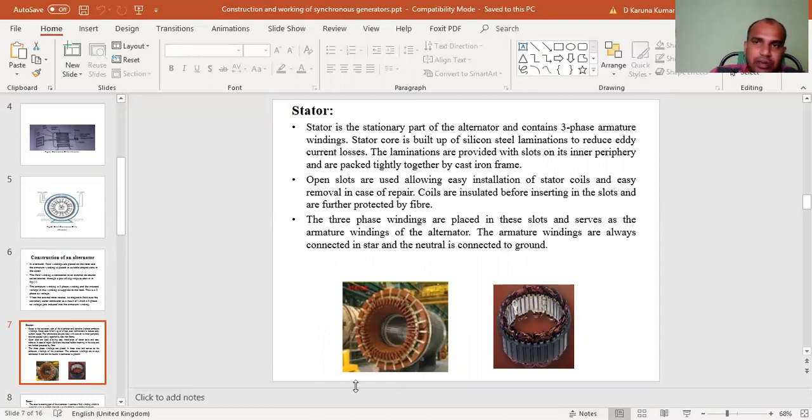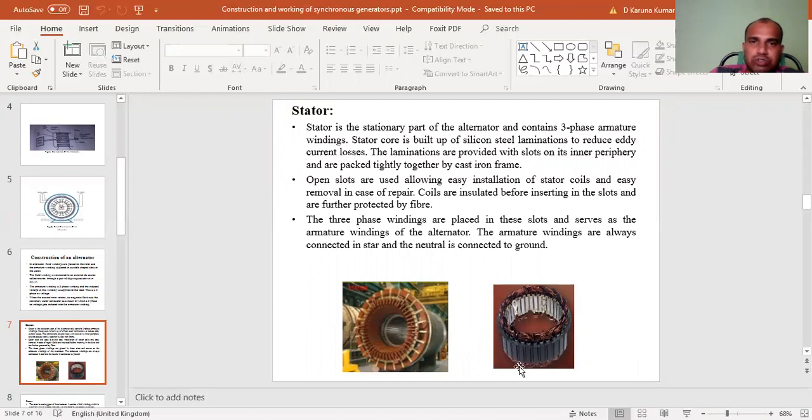There are mechanical losses, core losses, and copper losses. The core losses are reduced by using silicon steel laminations, and the laminations are covered with slots and packed tightly together by a cast iron frame.